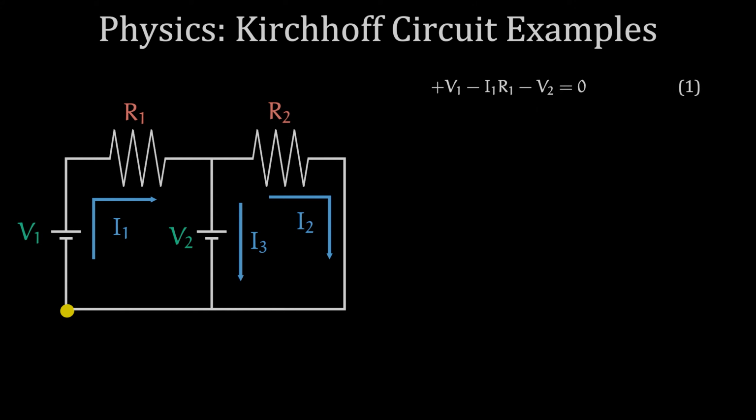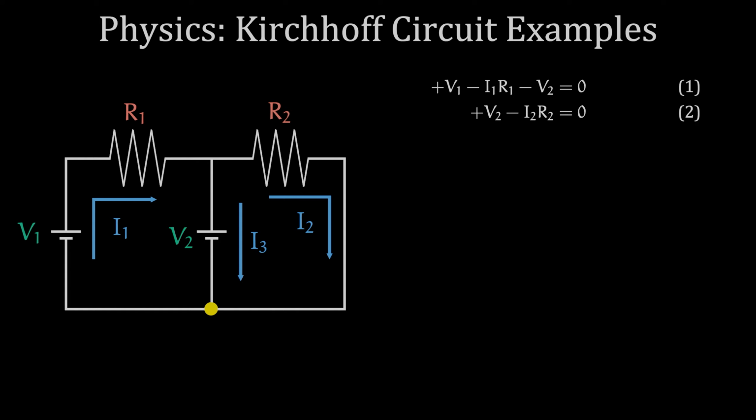We can get another equation from the loop rule by starting at the bottom intersection. Going up the middle, we gain potential V2. Then we cross the second resistor, which has current I2 flowing through it, so we lose potential equal to I2 times R2. Ending up back at the bottom intersection, we complete our second loop equation.